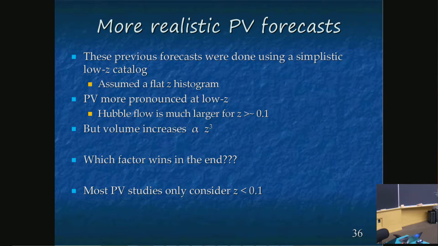So your signal is going down in redshift because the peculiar velocities are being swamped by the Hubble flow, but the volume is increasing a lot. So you have a competition of signal to noise there. And who wins in this competition? I didn't know the answer, so I said, let's write a paper. Most peculiar velocity studies only consider supernovae up to redshift 0.1, and I had the intuition that this is not true because the volume is increasing a lot. You can't stack them.